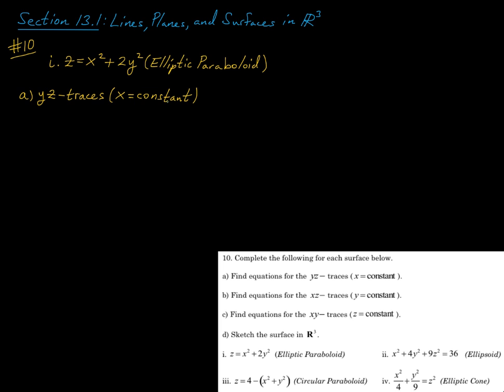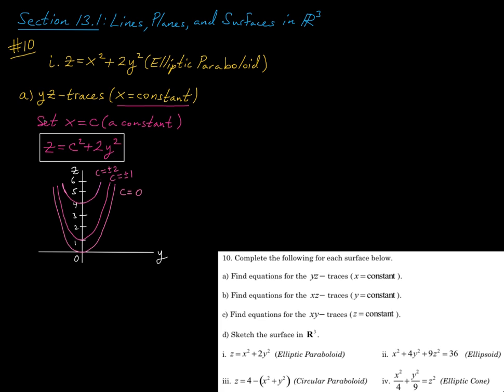So this is where x is equal to a constant. What we're going to do here is set x equal to a constant, and I'll call that constant c. So we set x equal to c in the surface equation, and that gives us the equation z is equal to c squared plus 2y squared. So you see that this gives us a family of parabolas.